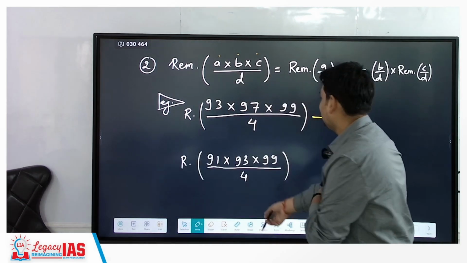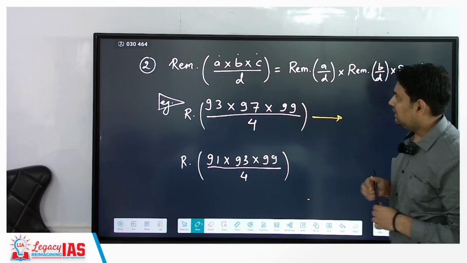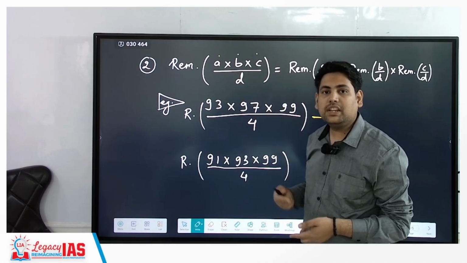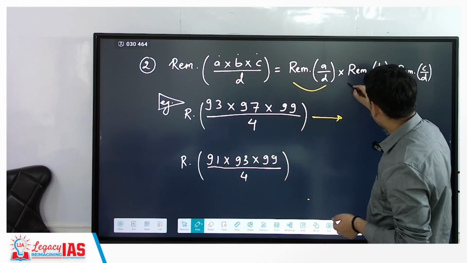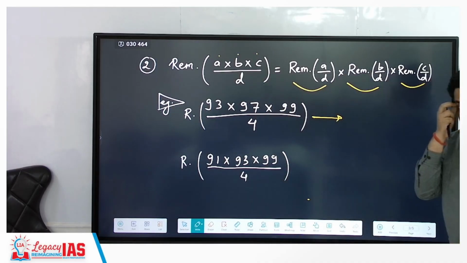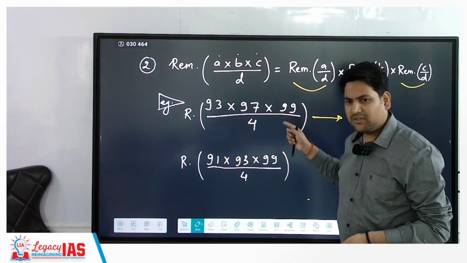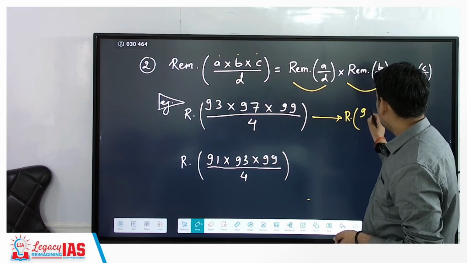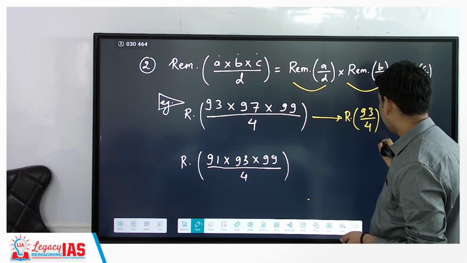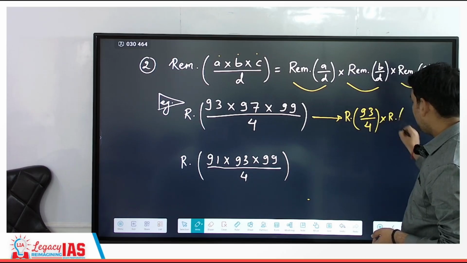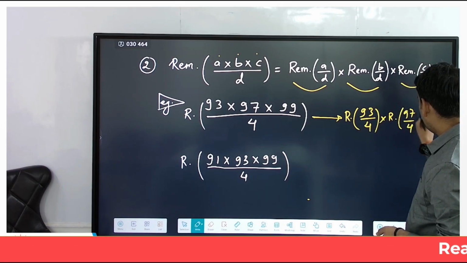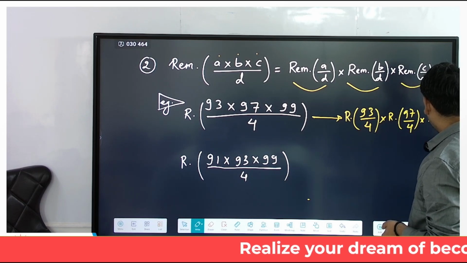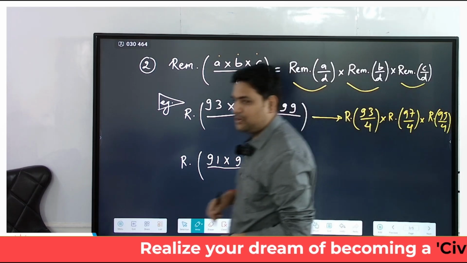So what we can do here is, look here. These 3 are in multiplication. What we can do is distribute it like this. Finding the multiplication of this is difficult, but if I write it like this, I have to find the remainder of 93 by 4 into the remainder of 97 by 4 into the remainder of 99 by 4. This seems much more doable.